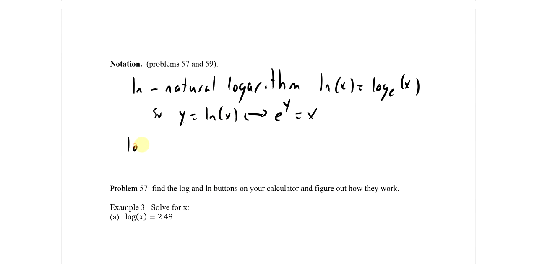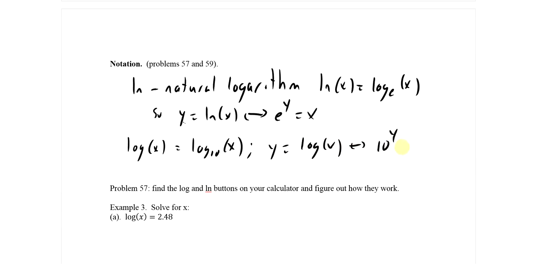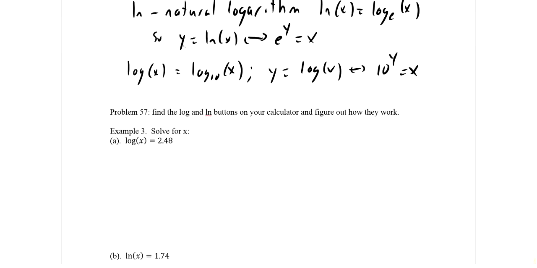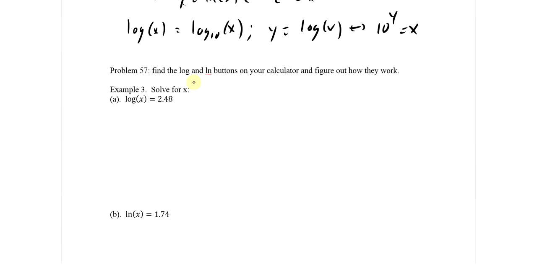If we have log without any subscript, that means it's log base 10 of x. So y equals log x, if you just see log x without any subscript at all, is the same thing as saying 10 to the y equals x. Okay, so problem 57, find those two buttons on your calculator, the log button and the ln button. Problem 57 in the book is really just, find those buttons, make sure you know how they work.